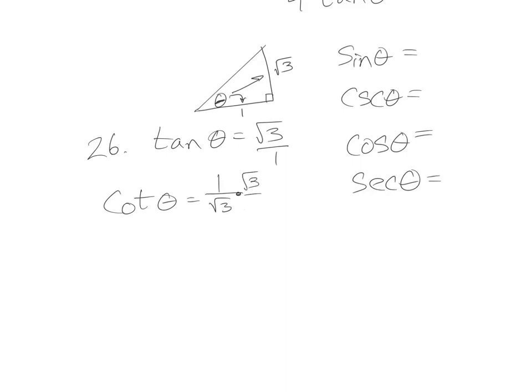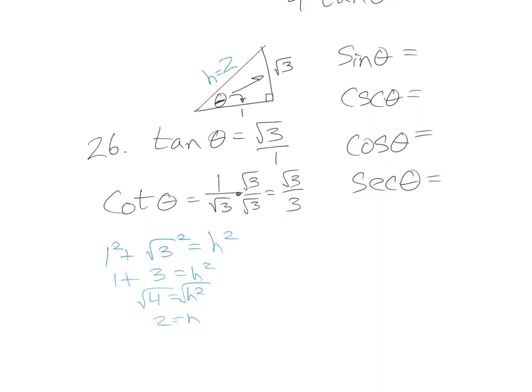Good students. Close. Square root of 3 over 3. Now, how do we get hypotenuse? Pythagorean theorem, that's right. Let's do that. 1 squared plus the square root of 3 squared is equal to h squared. Solve it, please. Out of time, so let me just go ahead and make it easy for you. All right, so 2. So now you can solve everything.